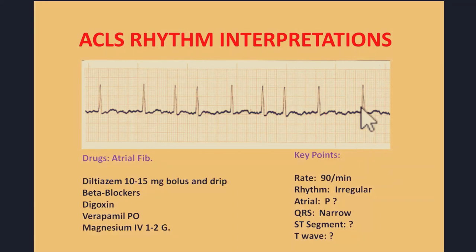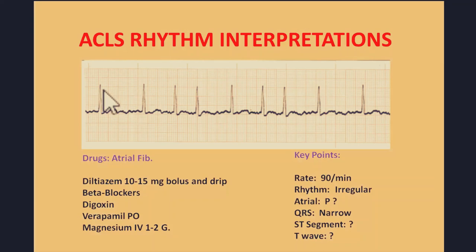Here we have a narrow QRS complex. The RR intervals are varying from beat to beat. When you see RR intervals varying from beat to beat, the best way to find the heart rate would be to measure. Here's 1 second, 2 seconds, 3, 4, 5, 6 seconds. And you take a 6 second strip and find out how many QRS complexes are there, and you multiply that by 10. That will give you the heart rate per minute.